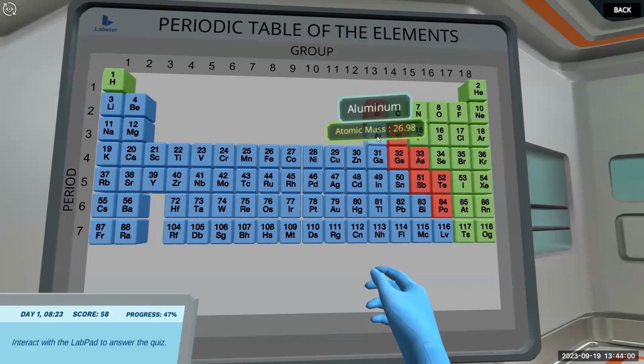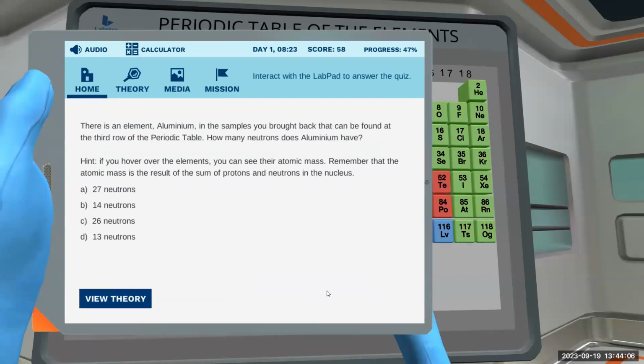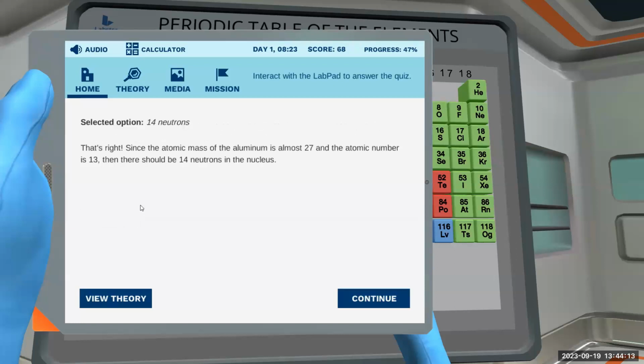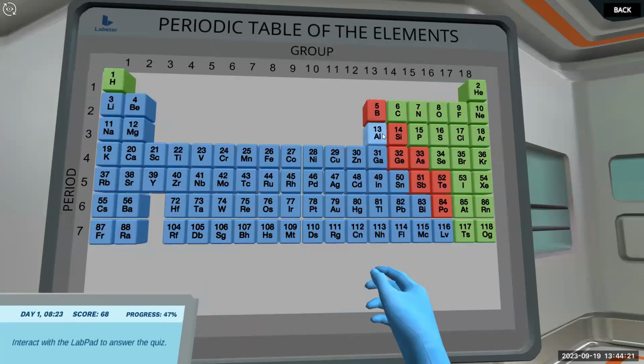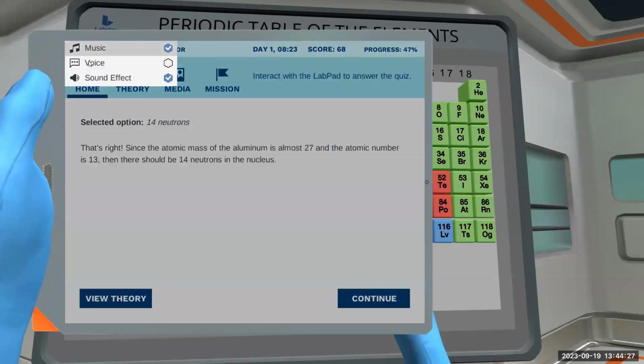So if we work backwards, we can say that we subtract 13 from the 26.98 to get our number of neutrons, which gives us 14. So it looks like they rounded the 26.98 to about 27. Kind of a trick question here.